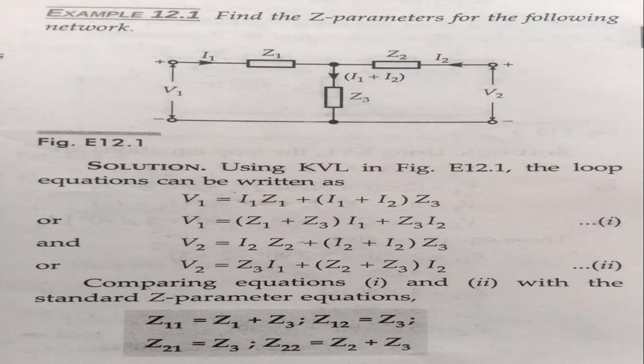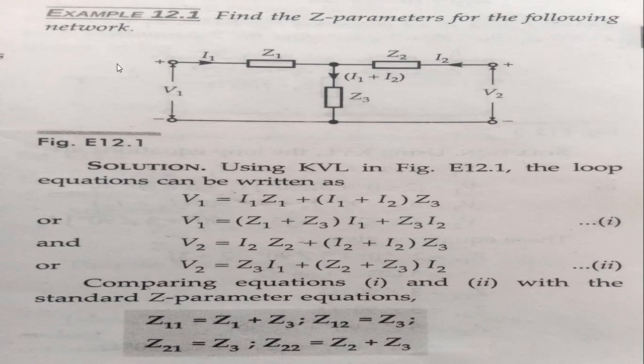Likewise, how can we represent it in the T section? My Z11 will be equal to the 1 and 3. Which is the one? This section is 1 and this is 3. The combination of these two is my Z11. Similarly, Z12 is directly Z3. This 1, 2 is nothing but Z3, and 2, 1 is also Z3, because if you are looking from here it is 1, 2, and from here it is 2, 1. And Z22 is Z2 and Z3.